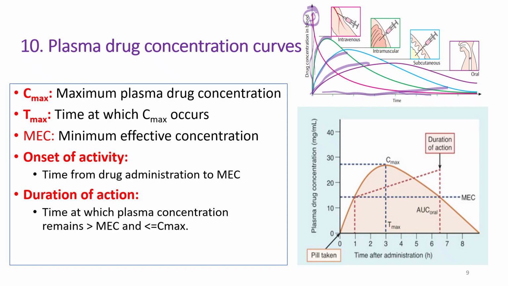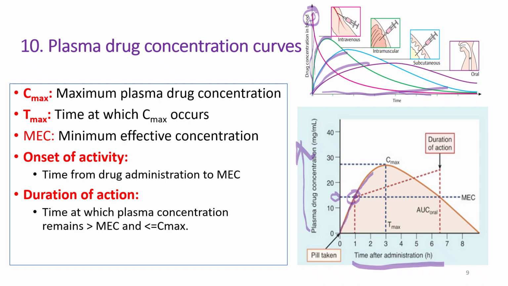When you analyze the plasma drug concentration curves, the x-axis is the time and the y-axis is the plasma concentration. So you can see if you take a pill, it starts absorbing and the concentration increases. This is the minimum effective concentration. For example, when the medication reaches 15 milligrams per ml, if you take a pill for headache, it starts relieving the headache. That is the minimum effective concentration.